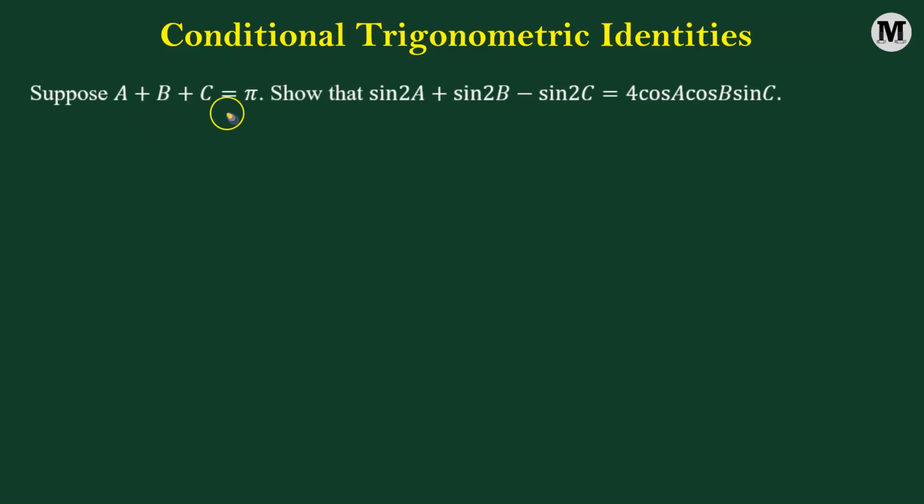Suppose a plus b plus c equals pi. We need to show that sine of 2a plus sine of 2b minus sine of 2c equals 4 times the product of cosine of a, cosine of b, and sine of c.